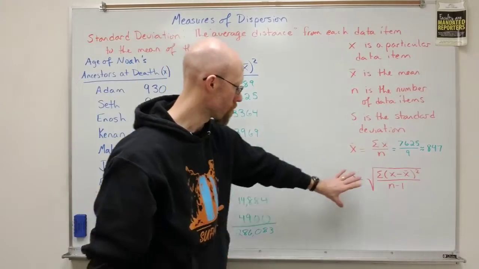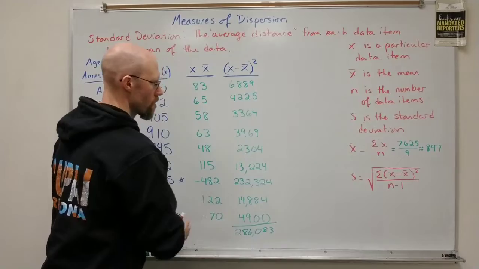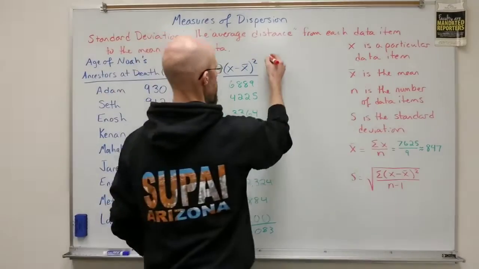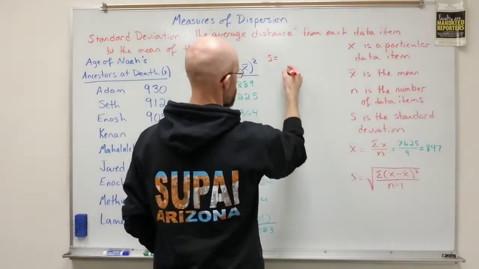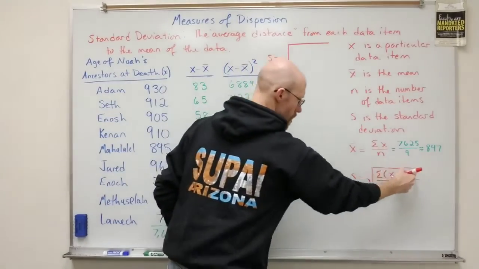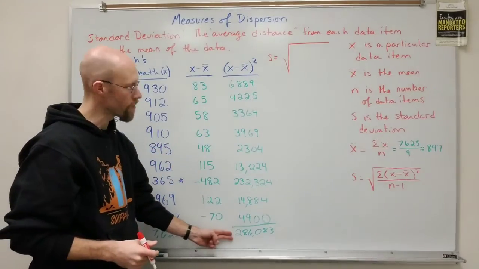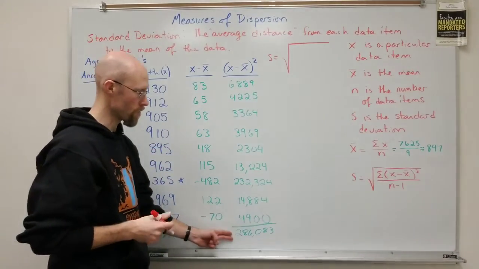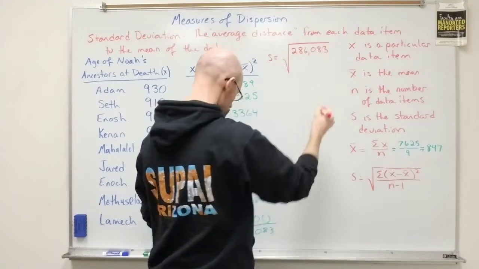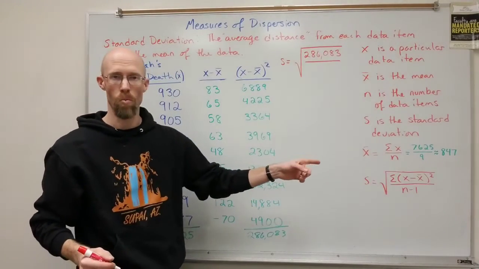So now I can go over to my formula and plug that in and work through the rest of this. We'll start up here. So S equals that thing. It's going to be the square root. I already have the sum calculated, so this number at the bottom of the table goes in the numerator of what's under the radical there, the root. So that's 286,083. And then what I want to do is get the n minus 1 figured out.